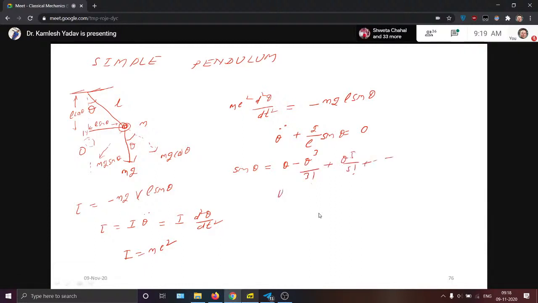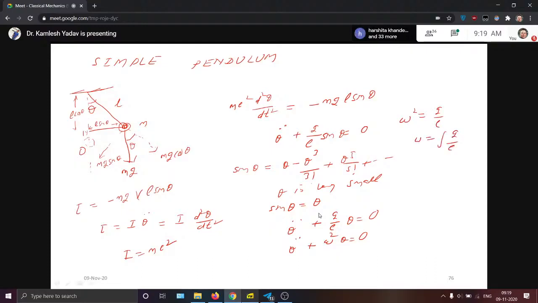Now suppose theta is very small, suppose infinitely small. In that case, we can write sine theta is equal to theta, or theta double dot plus g by l theta is equal to 0. Now this is again the equation of simple harmonic motion, omega square theta is equal to 0. Therefore, omega square is equal to g by l, or omega is equal to root of g by l.